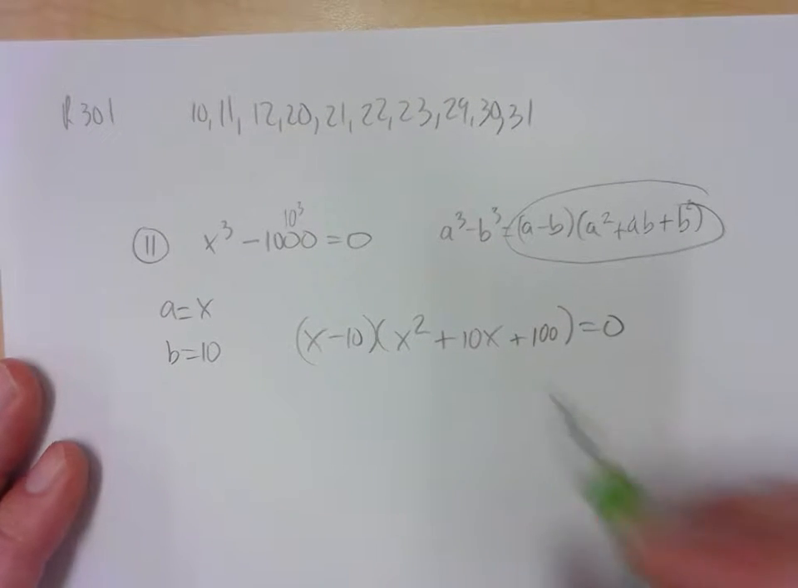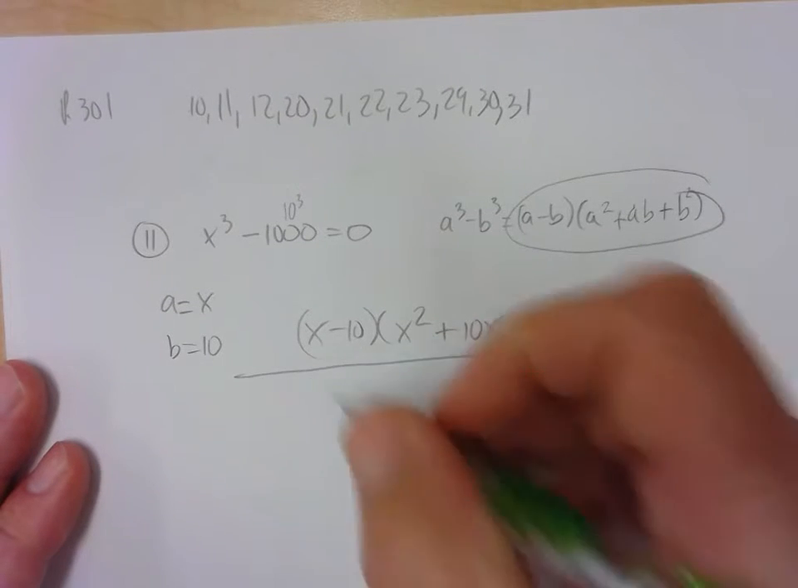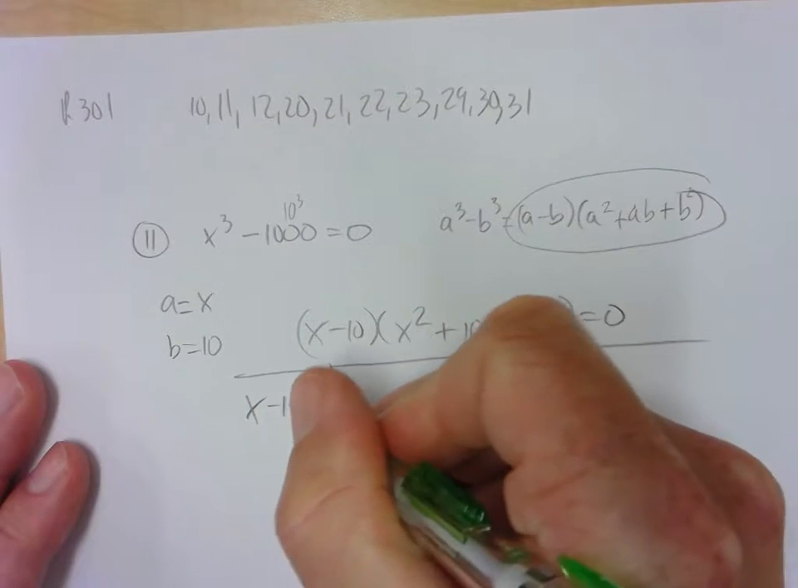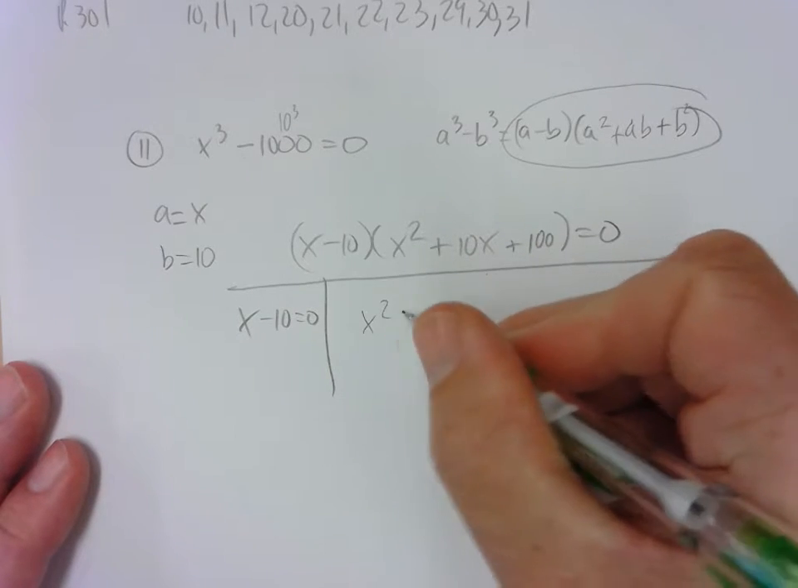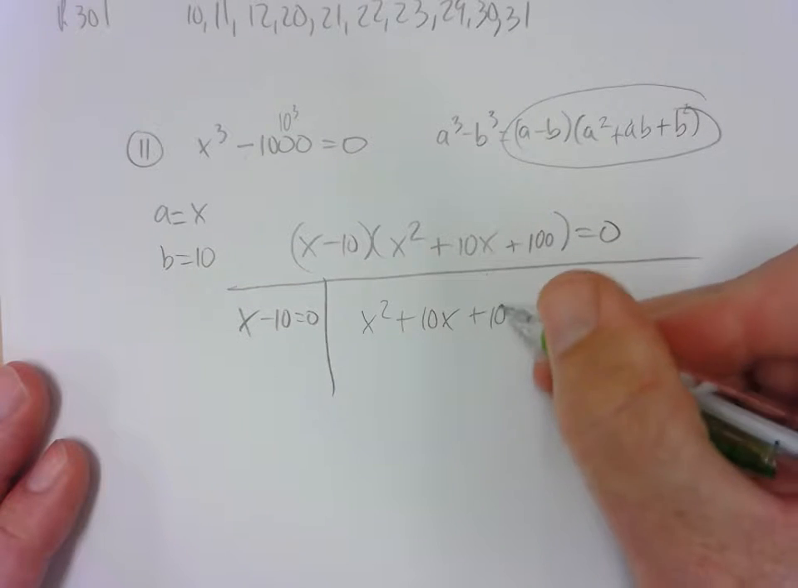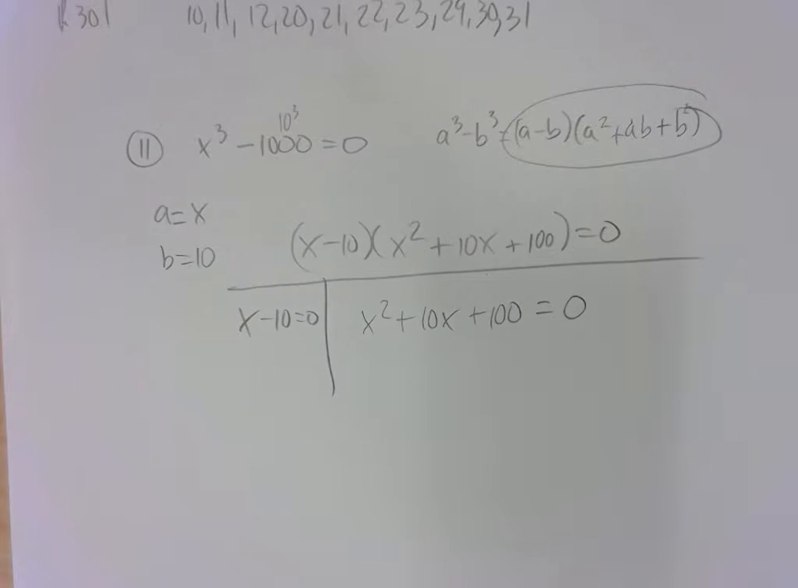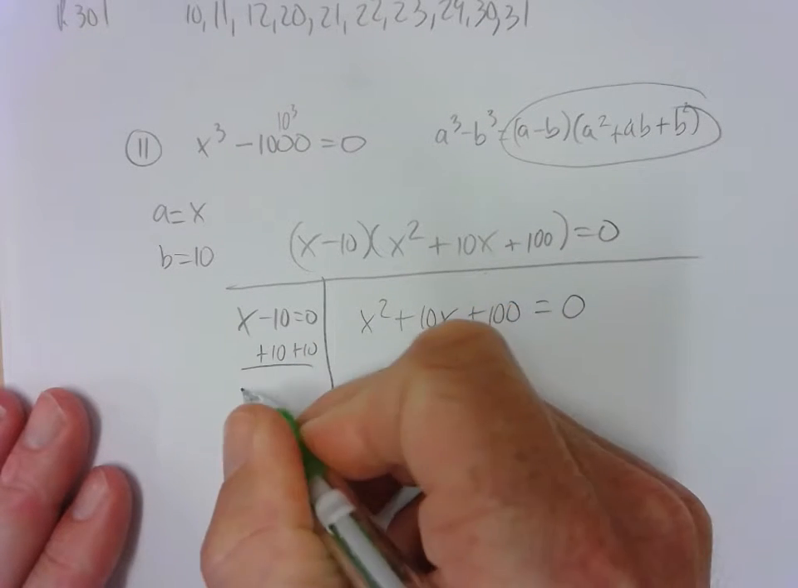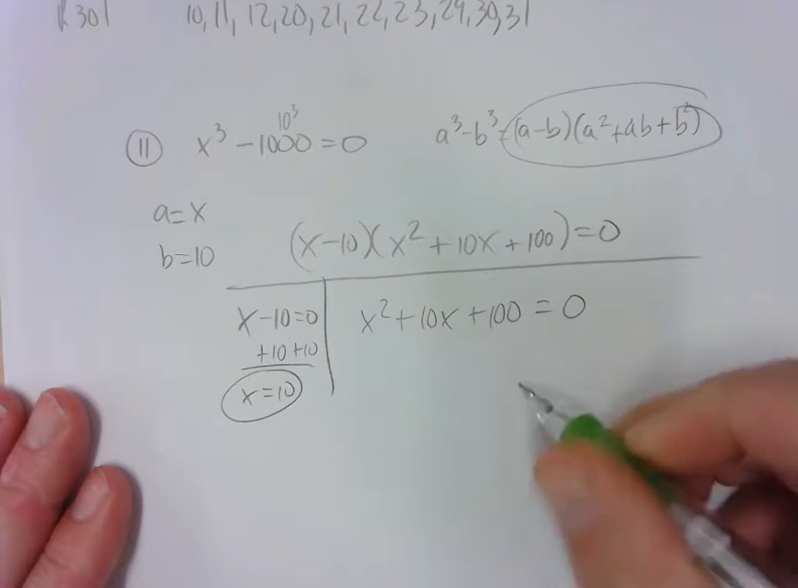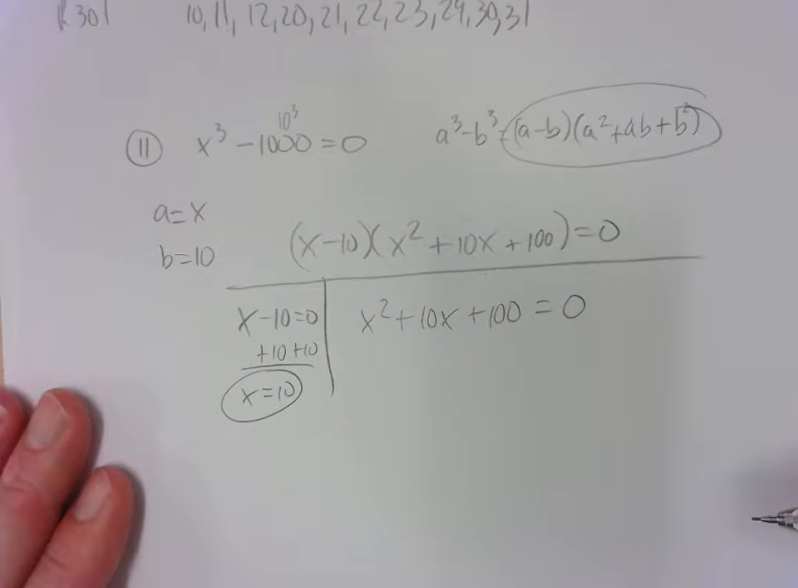We get to use the quadratic formula on this side. So then I do the zero product property: x minus 10 equals 0, and x squared plus 10x plus 100 equals 0. The left side is really easy to solve, but the right side requires the quadratic formula. So I'm going to drag in the quadratic formula on this.